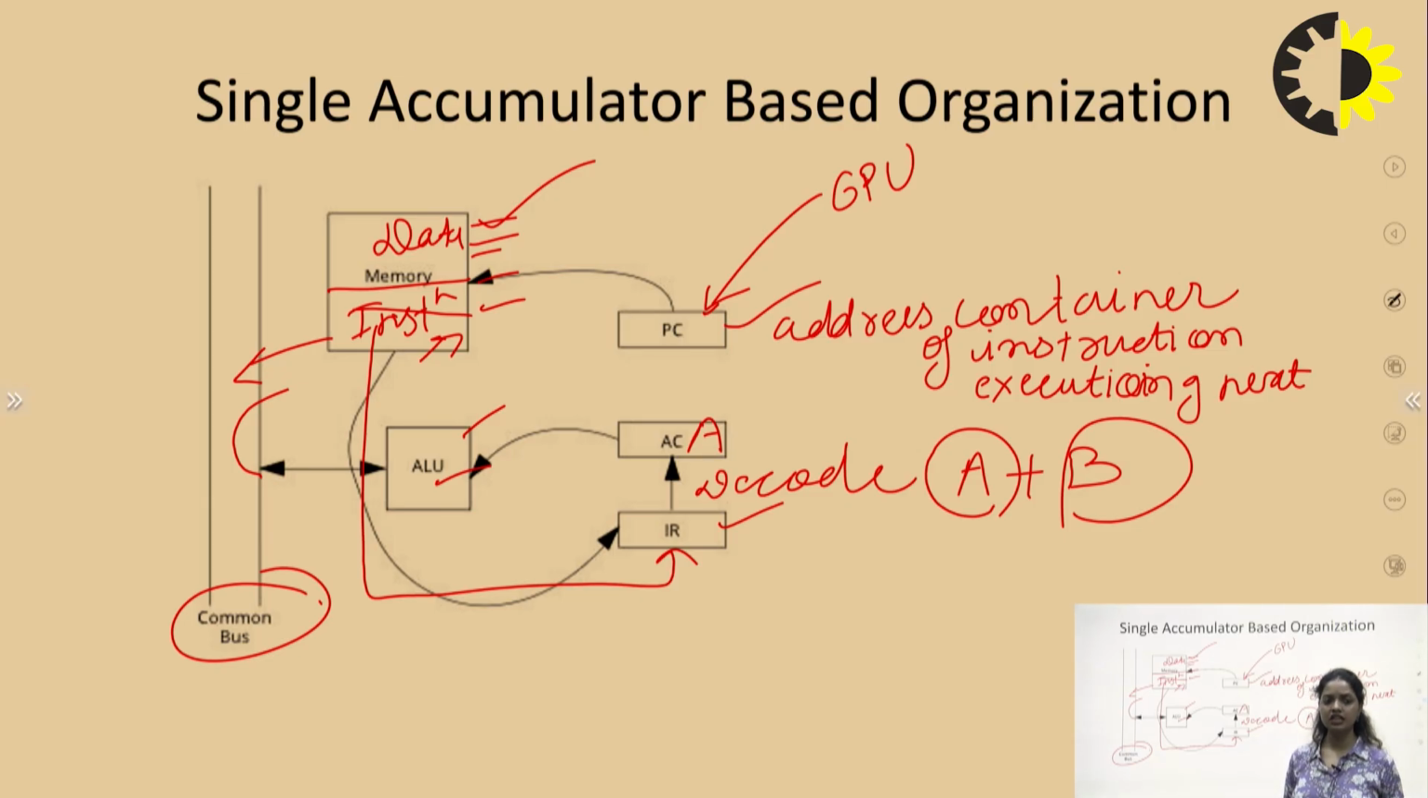So such a scheme, in which a single accumulator is used to perform arithmetic operations like addition, multiplication, subtraction, and logical operations, is known as our single accumulator based organization scheme. Although this scheme is very beneficial, as it is very simple in nature, the problem is that if I want to perform operations on multiple operands, the system is not capable of performing multiple complex arithmetic operations.